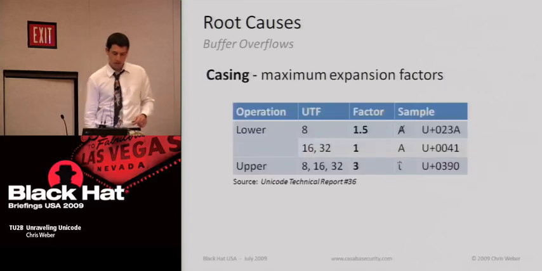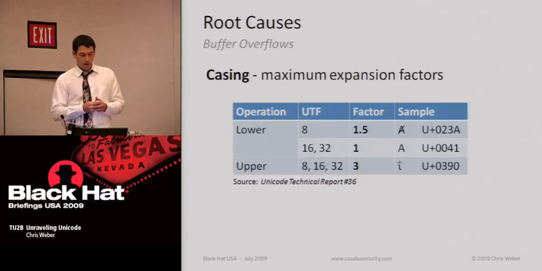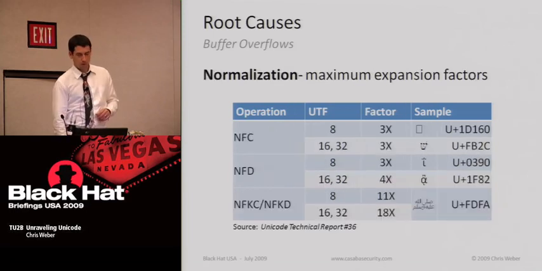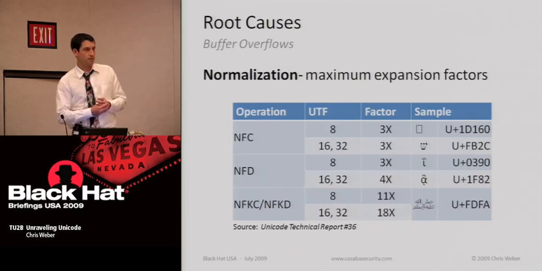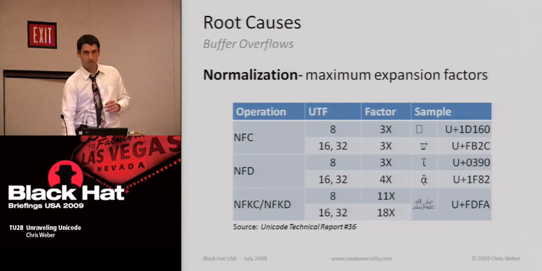So here's the casing table for buffer overflows. These are if you want to just throw some test cases into your fuzzer or whatever you're looking at, throw these three characters in there. The top two will actually expand by a factor of 1.5. And the bottom one will actually expand on uppercase by a factor of 3 times. Normalization kind of has the same scenario, but more significant because you actually get up to 18 times expansion on some characters. So this is a good table of test cases as well.